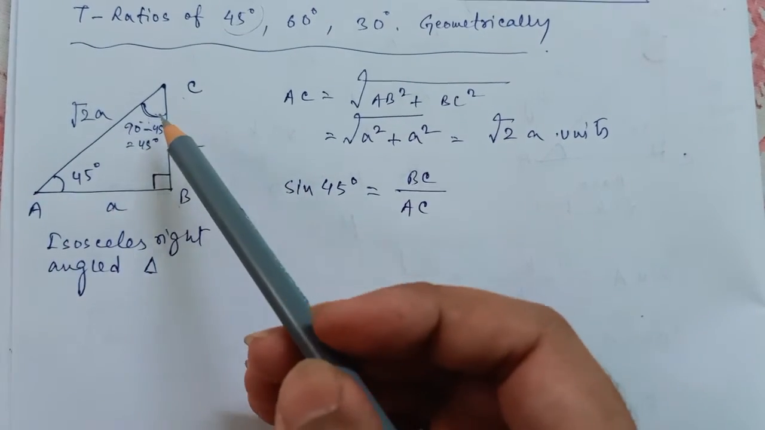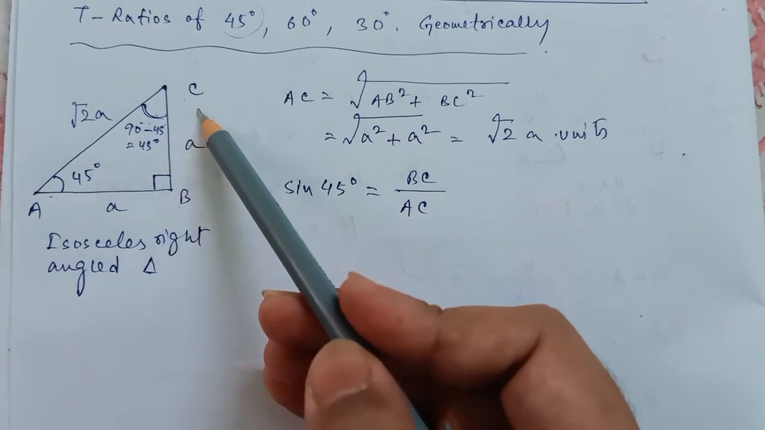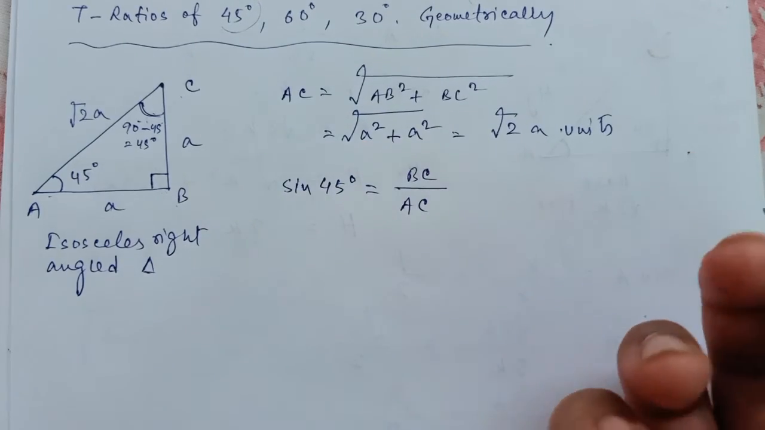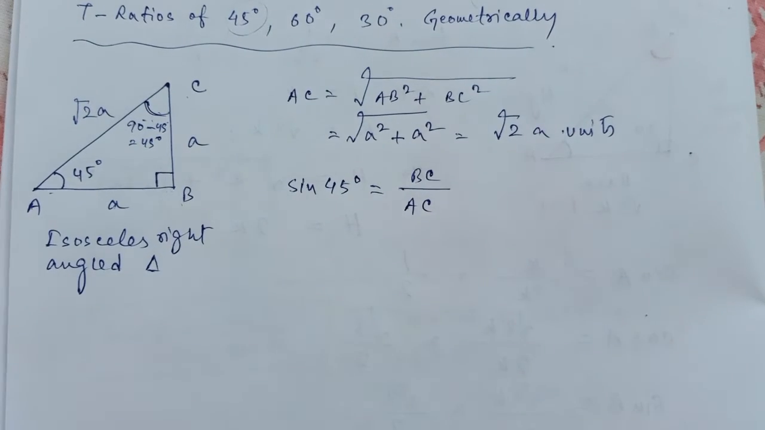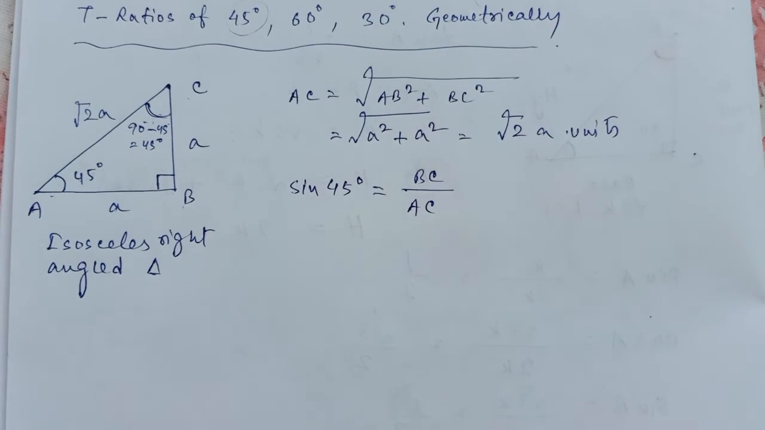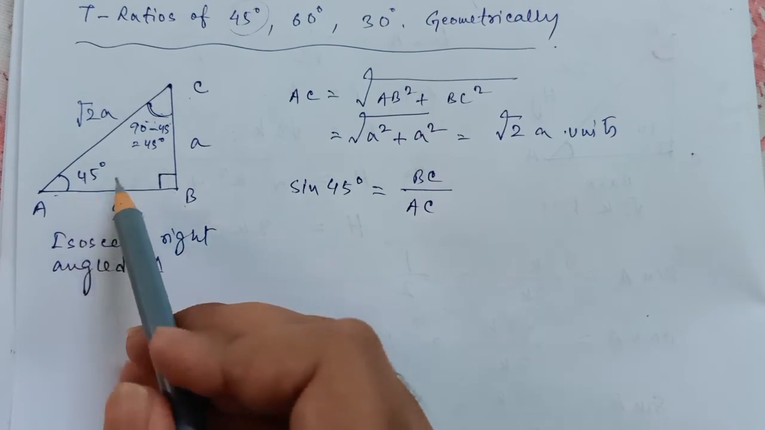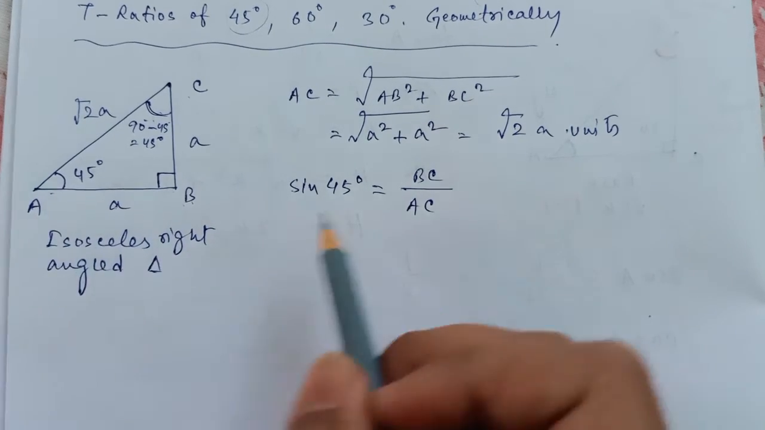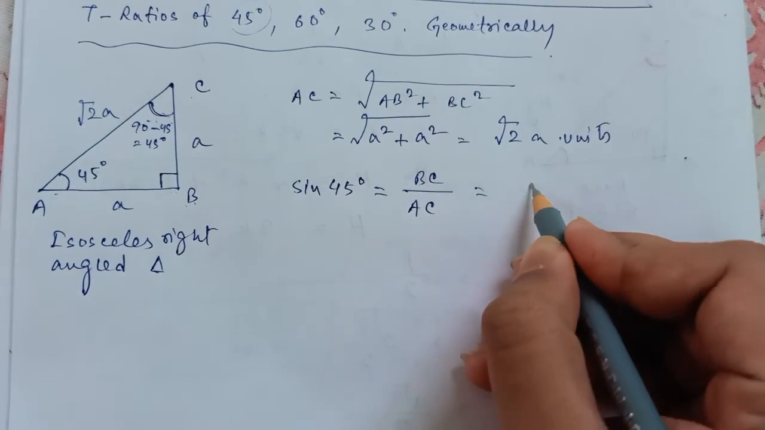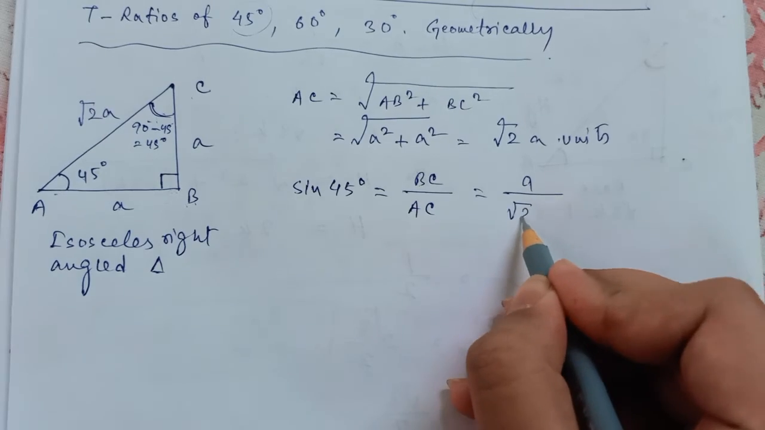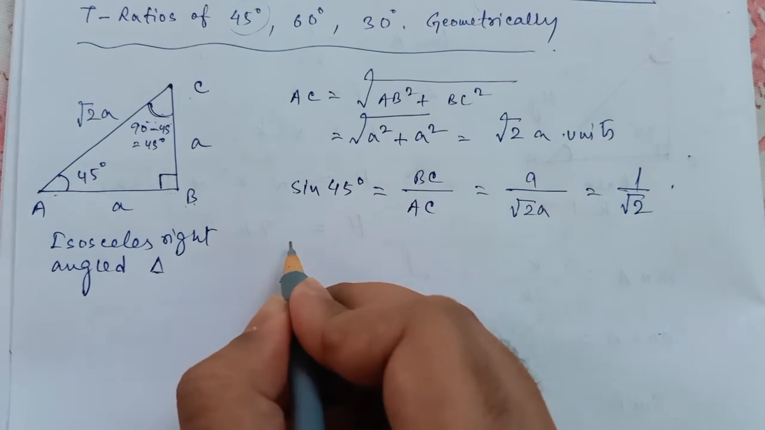So you can calculate the angles, you can consider A also, you can consider angle C also. In both the cases values will come out equal, okay, because both are 45 degrees. So you consider any of the angles, it's not a problem. Okay, in this case I'm considering angle A is 45 degree, so this AB will be my base. So sine 45 is BC upon AC, so just put the value of BC, that is a, and AC is root 2a, so you will get 1 by root 2. So this is the value of sine 45.